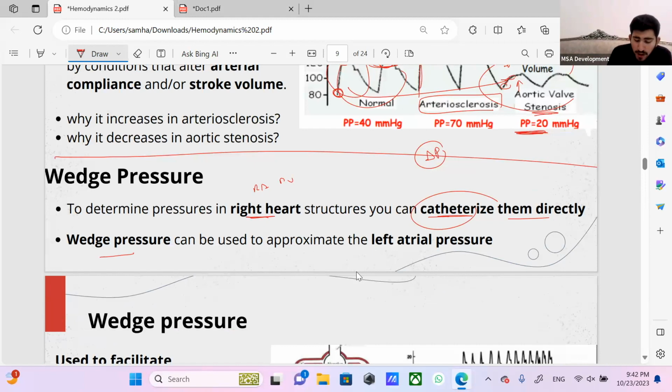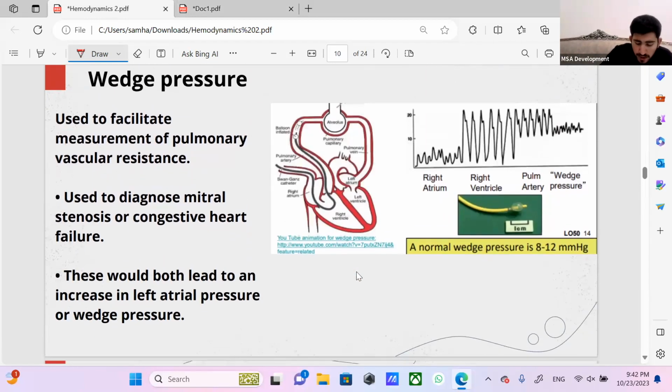Okay, which pressure is used to know the left atrium pressure? How do we do it? We put the catheter in the right atrium, then right ventricle, then pulmonary artery. If we continued, you will reach the lung. So we will just inflate the balloon, and so every reading after that till the left atrium, not the left ventricle, it's a different story. Every reading till the left atrium is the same.